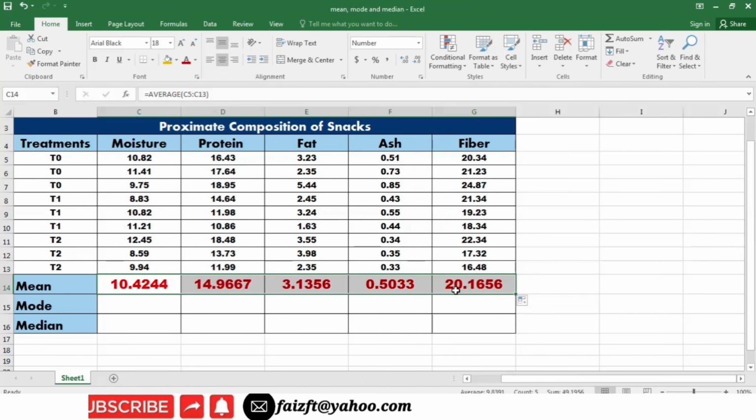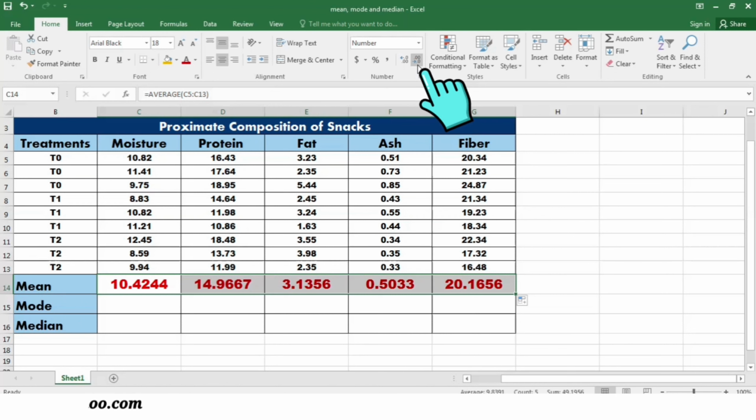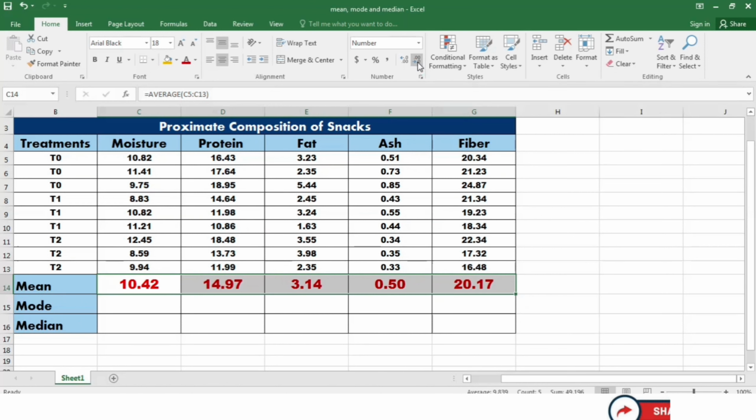After doing this, I am going to reduce the decimal by going to this button under the Home tab, that is decrease decimal, and round off to the 2 decimal place.